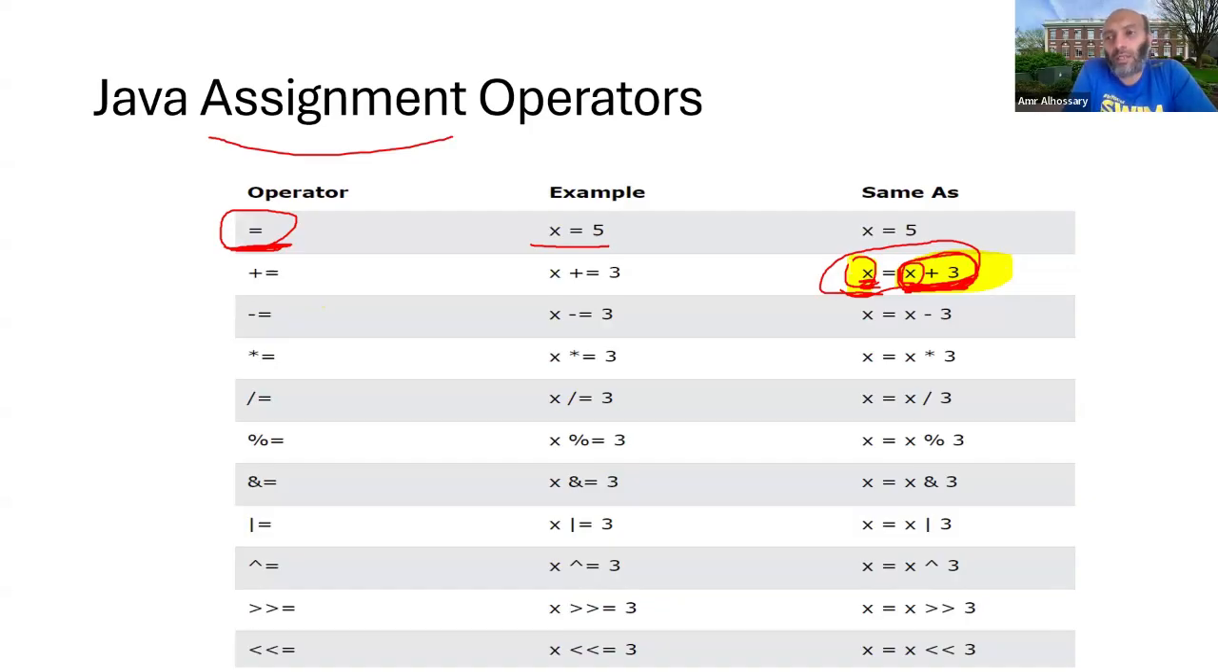The right hand side is evaluated, then the result is assigned to the left hand side. Okay? Because the concept of evaluation and reassignment occurs frequently in computer science, they created the set of assignment operators.